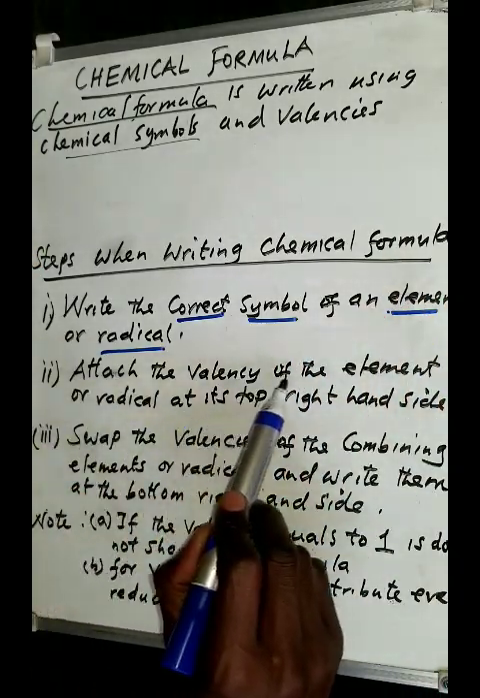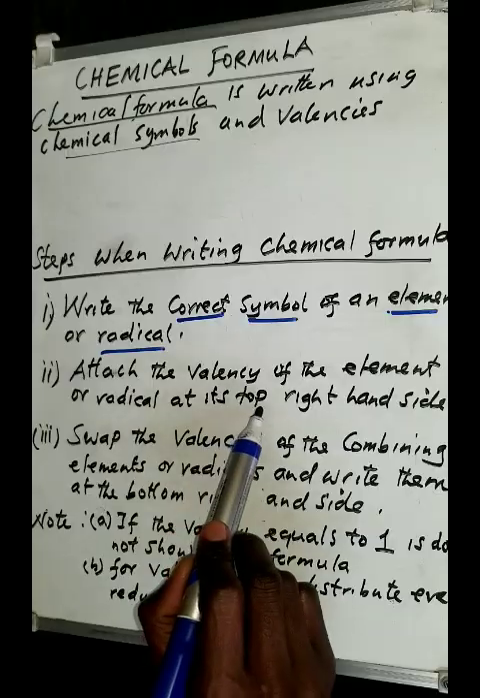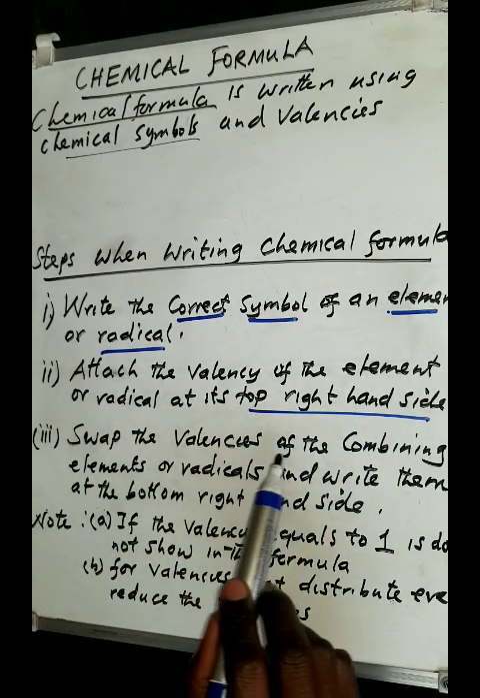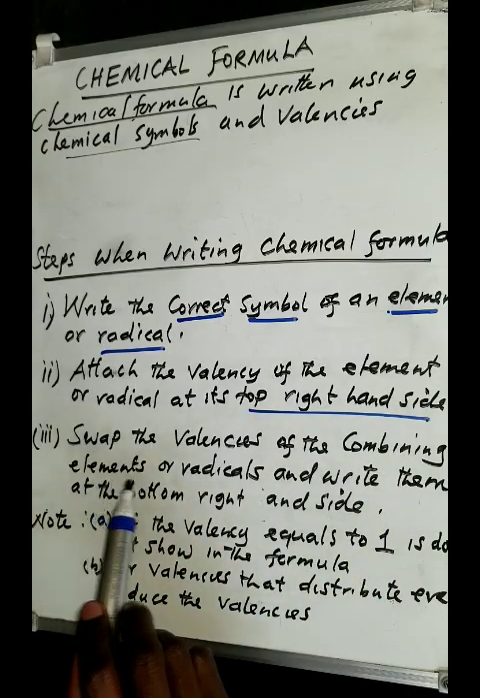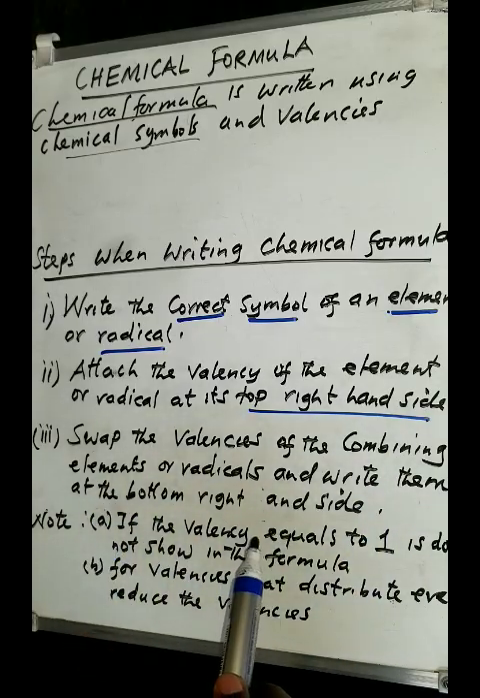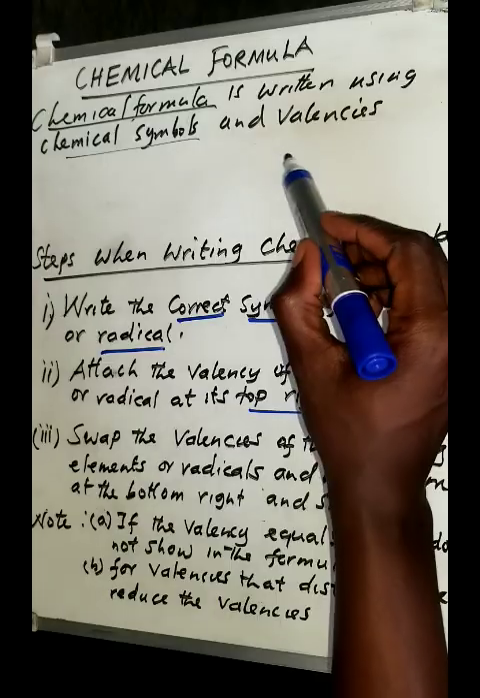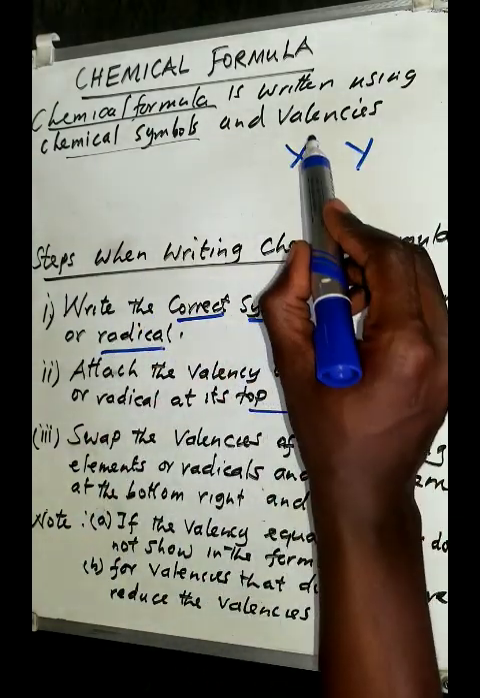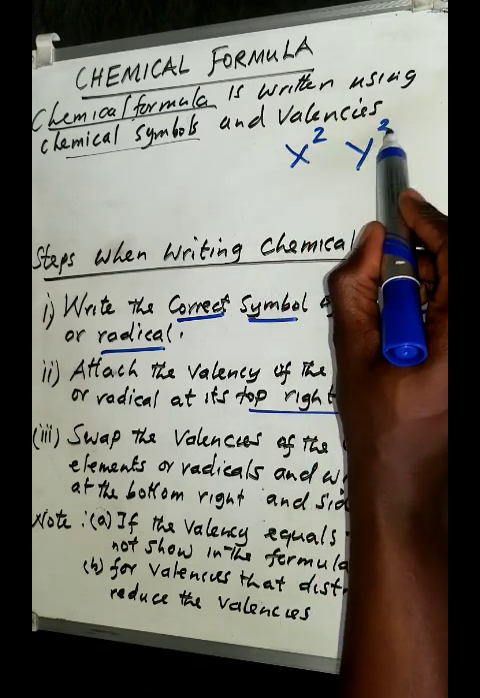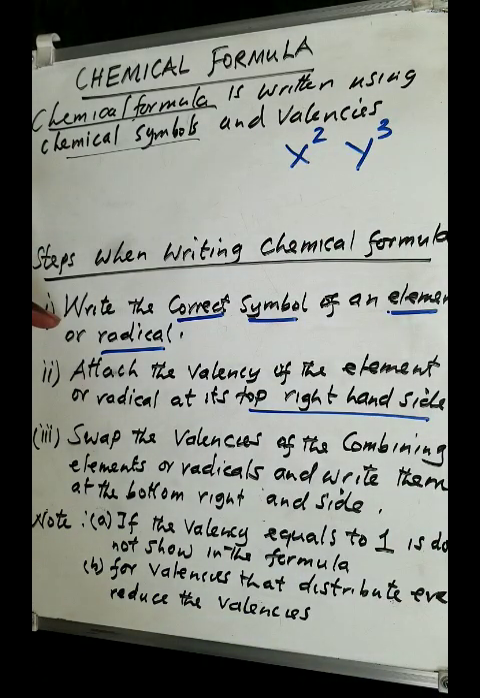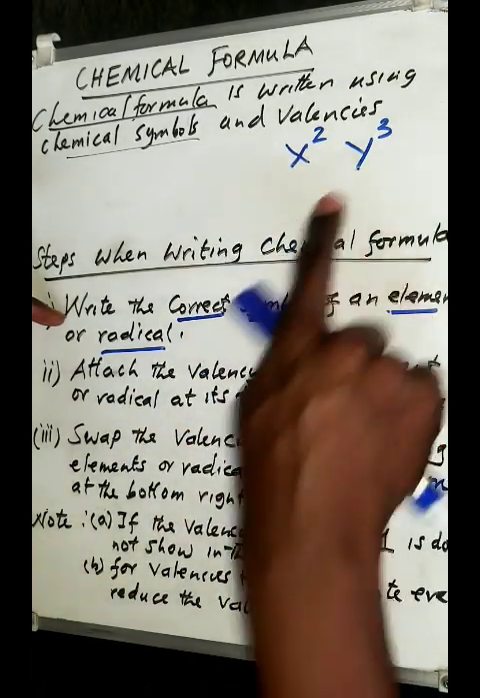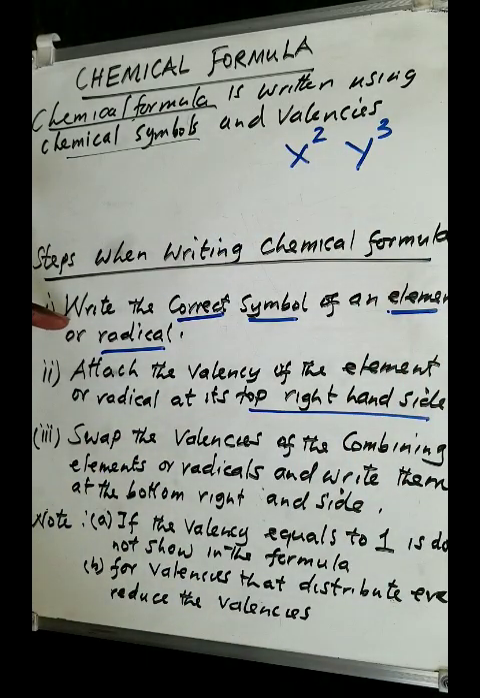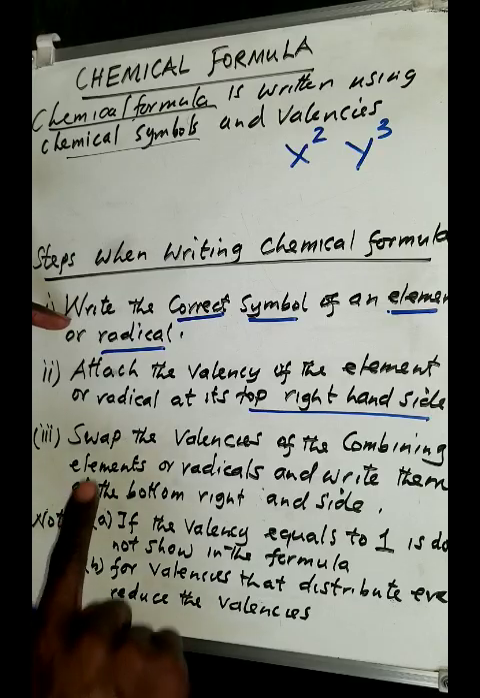Next, you need to attach the valence of the element or radical at the top right corner. So that's what we mean. Third, you need to swap the valences of the combining elements or radicals and write them at the bottom. In this case, what I mean is that, let's say you have the symbols X and Y, and let's say their valences are 2 and 3. You write the correct symbol of the element, then you attach the valences at the top right corner if you want. Then the next thing, you swap.